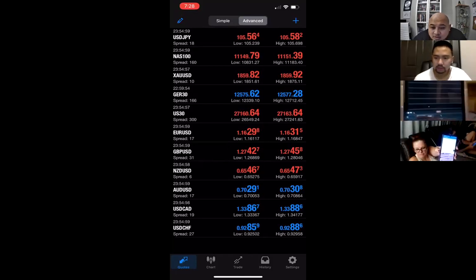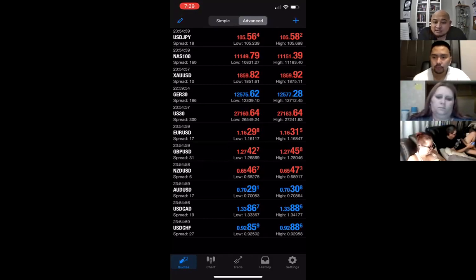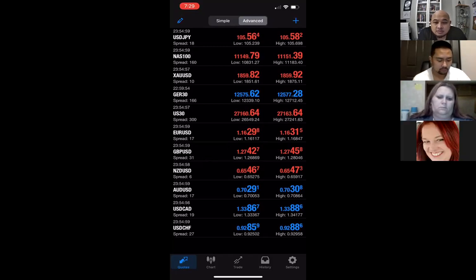So I literally just got the MetaTrader app because I didn't even have it downloaded at all. Then I followed your steps to do the demo account, and mine shows up on simple. It has AUD, USD, then Euro, USD, and then I go to advanced, and it looks just like yours, Derek. And then I could even search NAS 100 and it pops up.